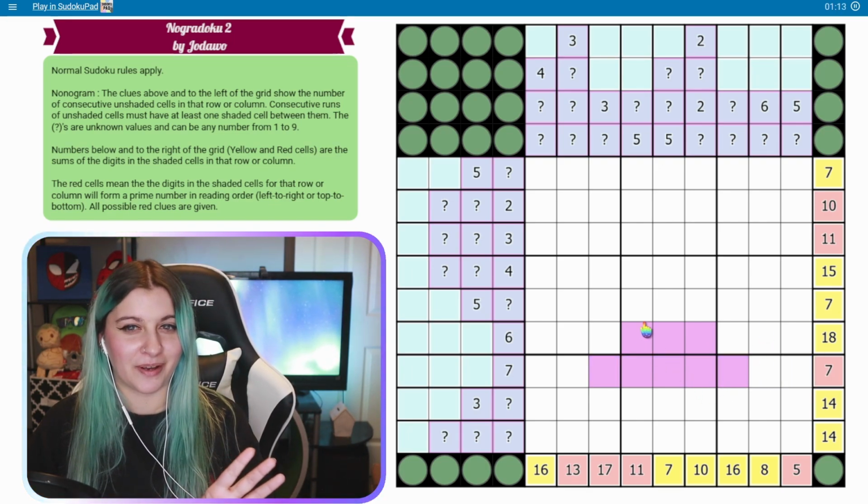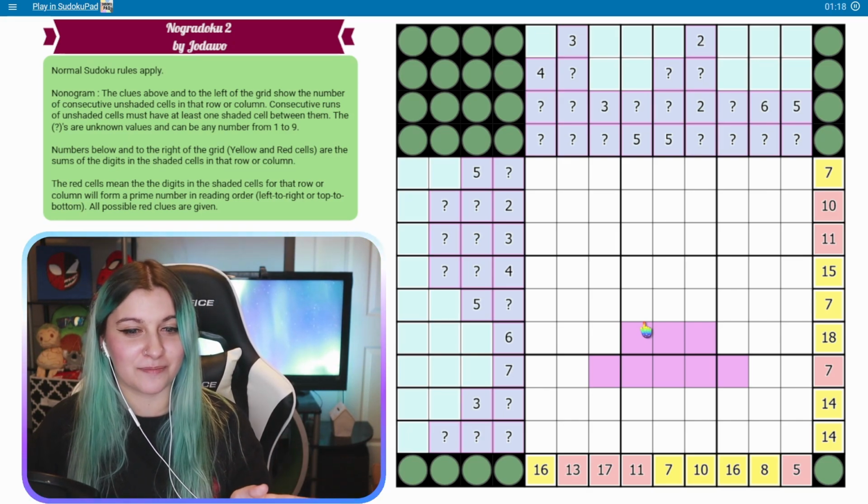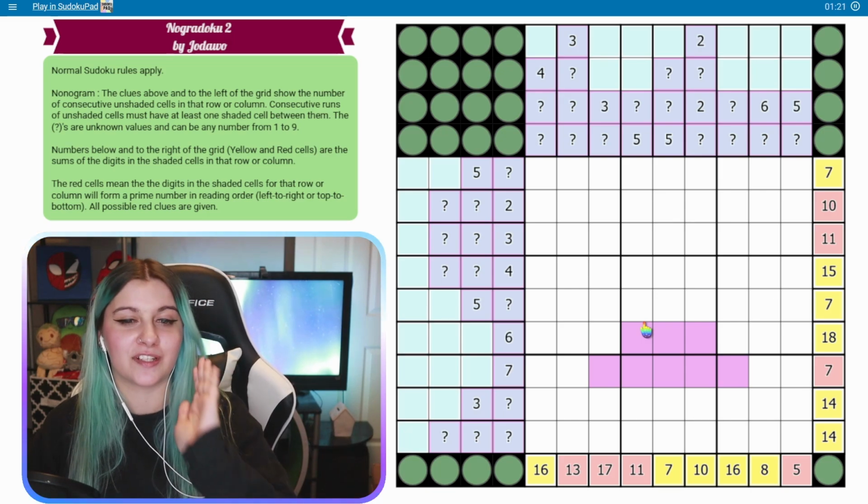This is how I think about nonograms. I've never watched other people solve nonograms, I guess, but this is how I think about it. I'm interested to see how other people do it too.